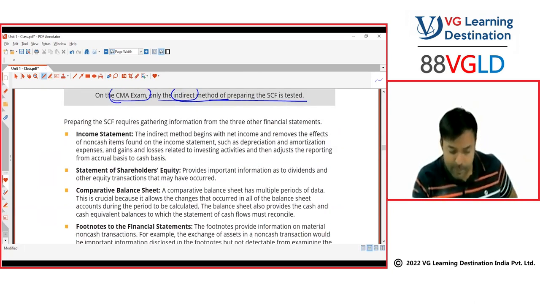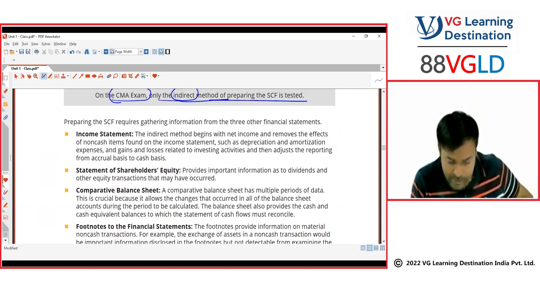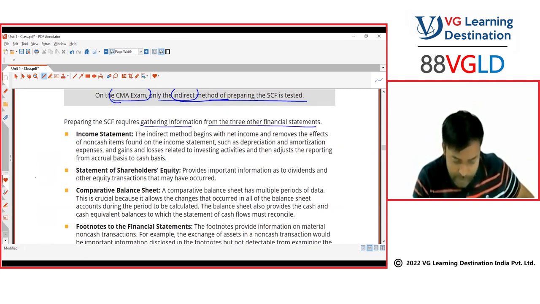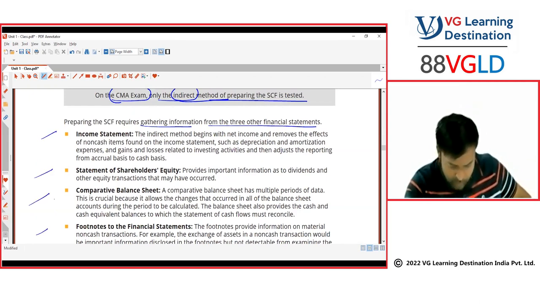Preparing the statement of the cash flows requires gathering information from three other sources. For example, we are going to use the income statement, statements of the equity, comparative balance sheet, and the footnotes. We are going to discuss all of it later.